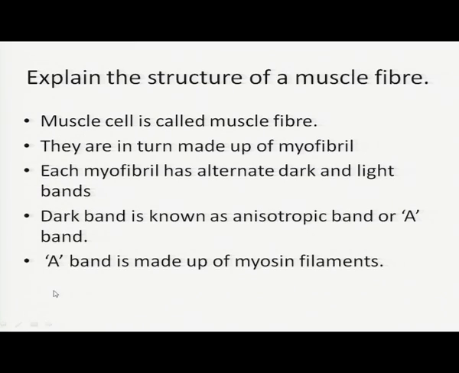Explain the structure of a muscle fiber, very important concept again. Already I have told you muscle cells are known as muscle fibers. Fiber means elongated structure. Since they are elongated, they are known as muscle fibers. And when we observe a muscle fiber, it is made up of small filaments and they are known as myofibrils. Each myofibril possesses alternate dark and light bands.